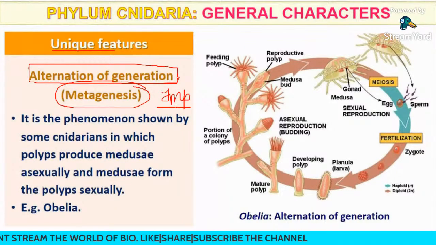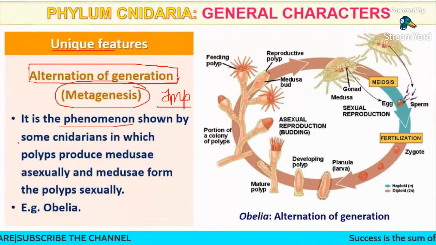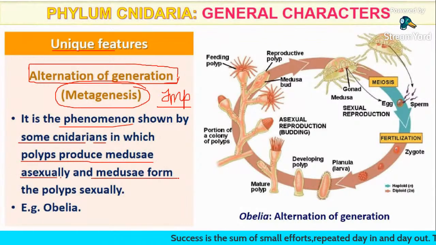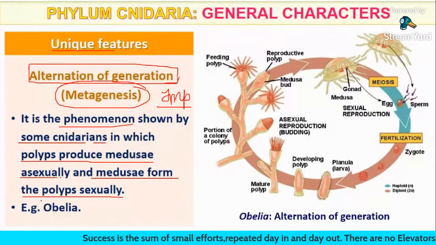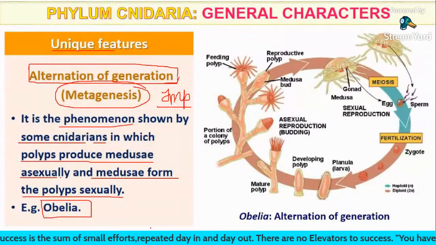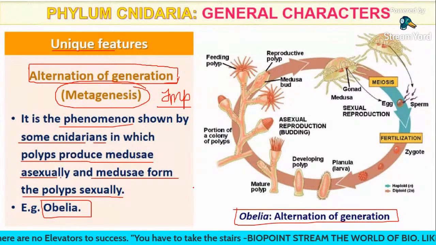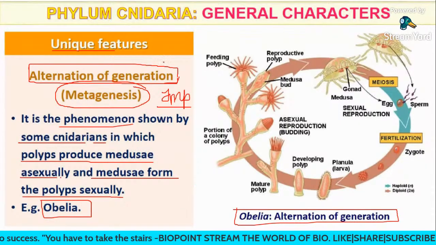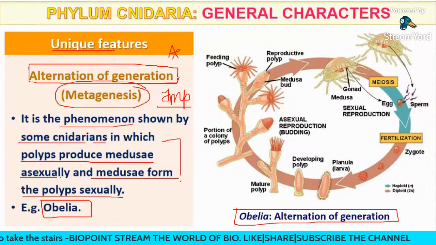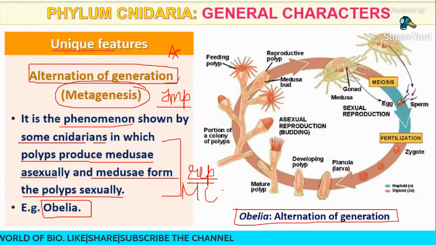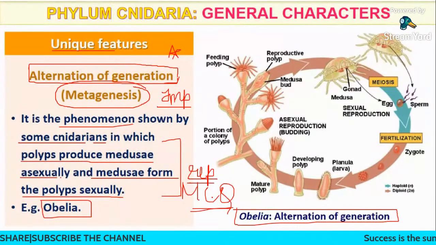Very, very important, metagenesis. It is the phenomenon shown by some cnidarians in which the polyp produces medusae asexually and medusae form the polyp sexually. An example of an organism showing metagenesis is Obelia. Obelia shows alternation of generation or metagenesis. Please bookmark this. This statement is a frequently repeated MCQ question as well as for your board exam.